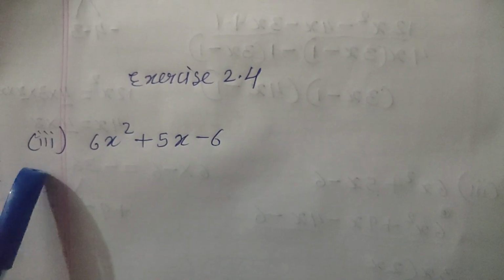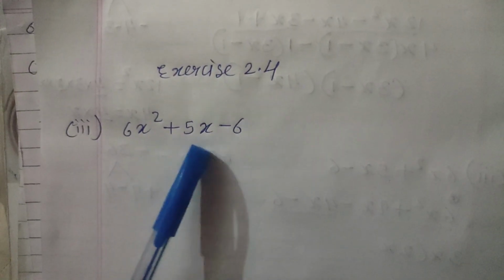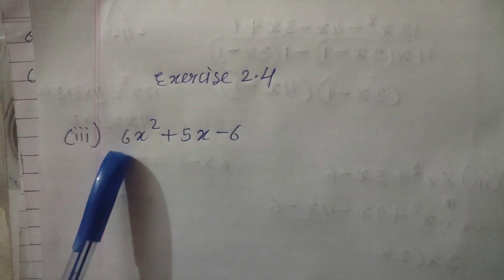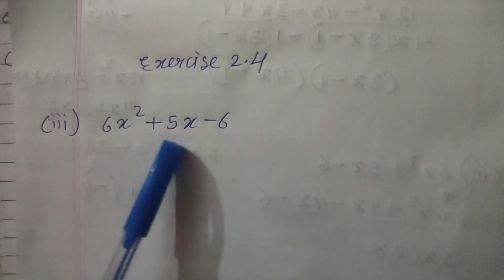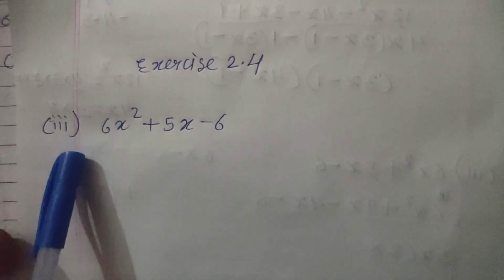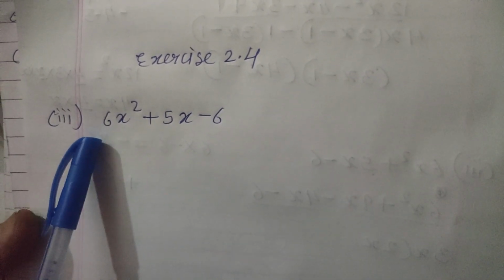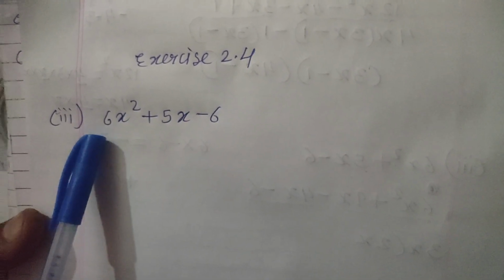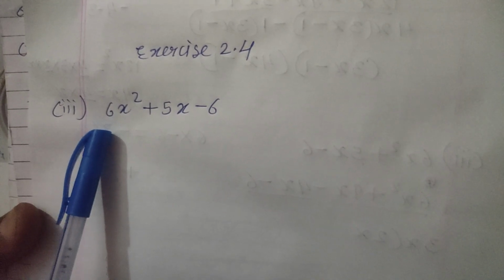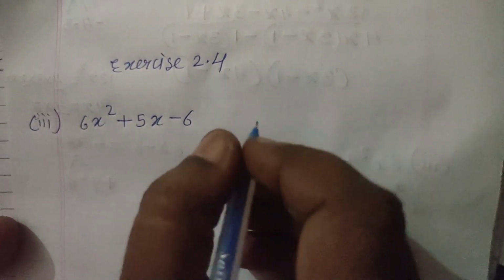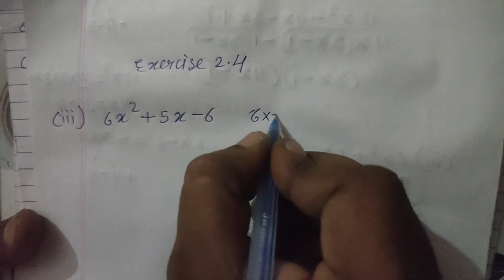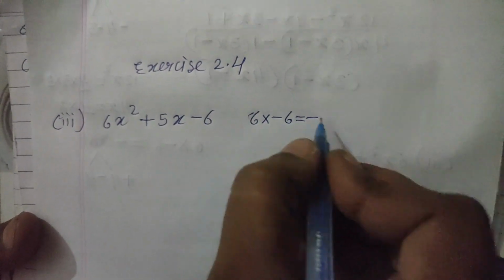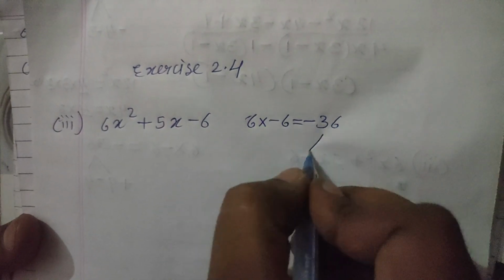Now exercise 2.4, question 4. Here the third one, a quadratic again, because the degree is 2: 6x² + 5x − 6. So we have to find the factors of this. Again we have to split the middle term. What are we doing? We are taking the product of the numerical coefficients of the first term and third term. So I am taking 6 into minus 6. So your product will be minus 36.